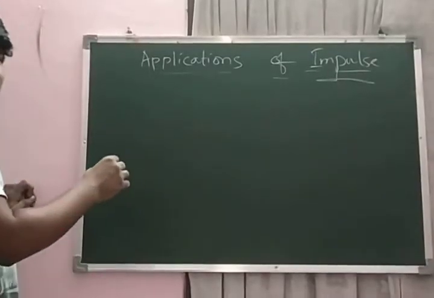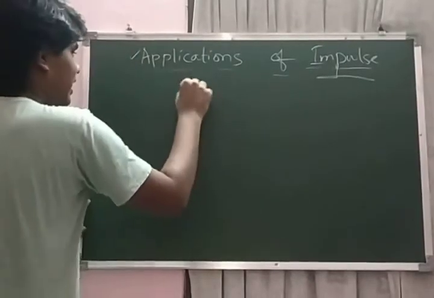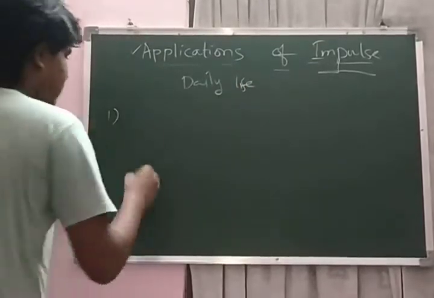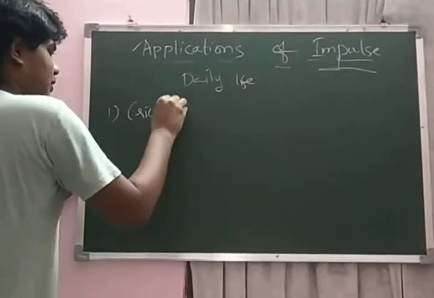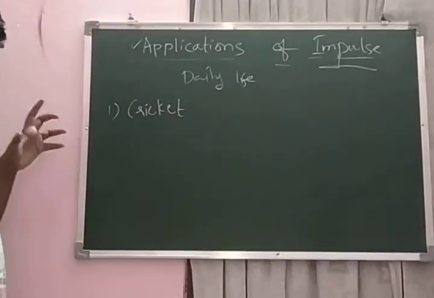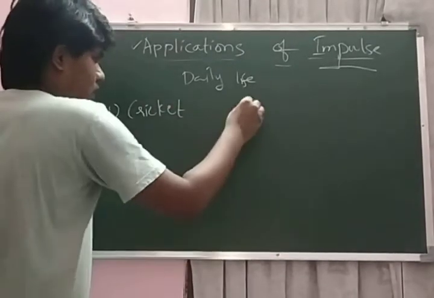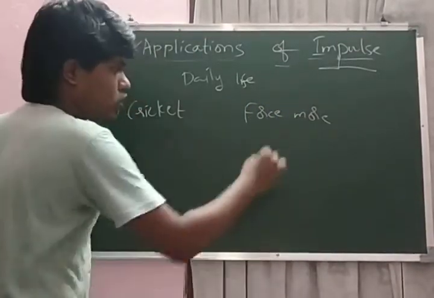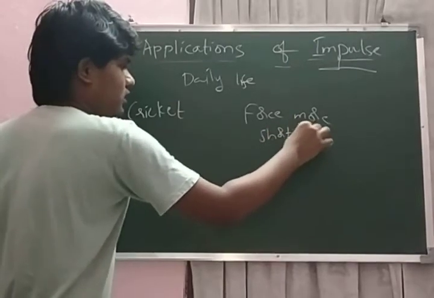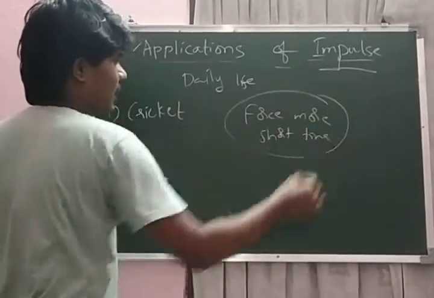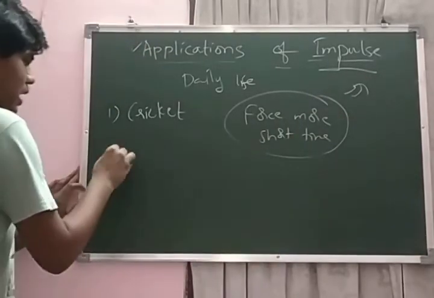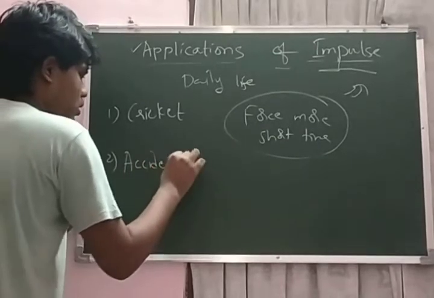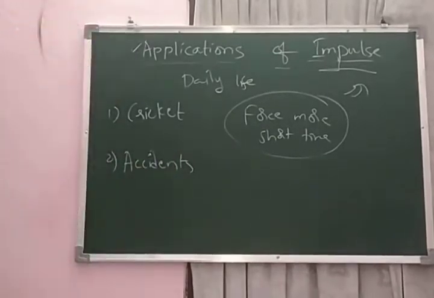Applications of impulse in daily life. The first application is when we are playing cricket and the fielder catches the ball. When he catches the ball with more force, here the force is large, but it acts for a short interval of time. So this is said to be an application of impulse. And the second application is during accidents. During accidents also impulse acts.